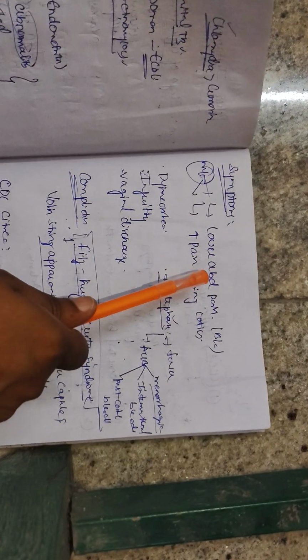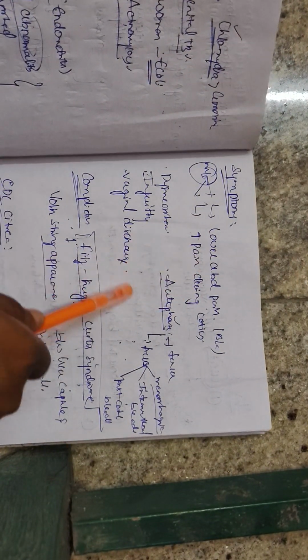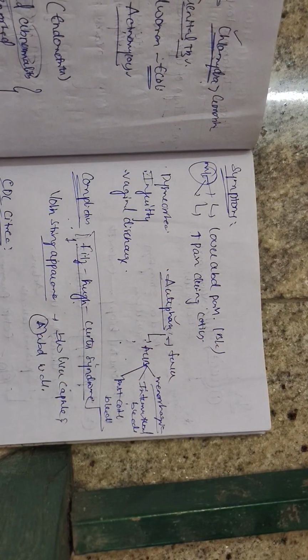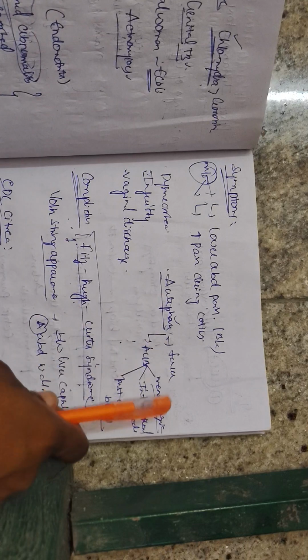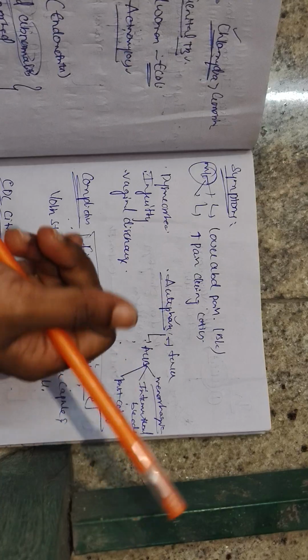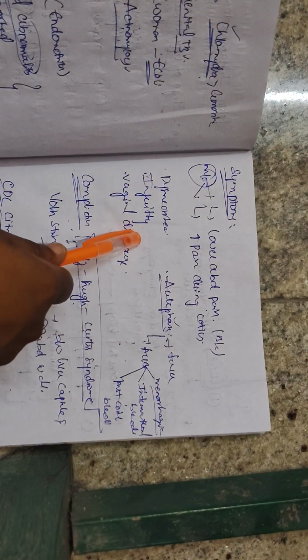Clinical features. Clinical features means what? Lower abdominal pain is the most common, and dyspareunia. Along with that, in the acute phase of pelvic inflammatory disease, they come with fever. Before, I told you menstrual abnormalities means AUB. AUB is menorrhagia, intermenstrual bleeding, and postcoital bleeding. Along with that I told about dysmenorrhea. Along with that, infertility and vaginal discharge are present.